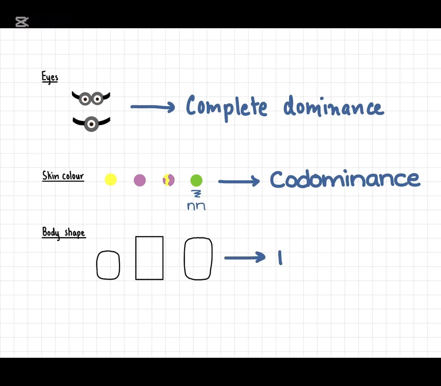Lastly, trait number 3 codes for body shape. Body shape is an example of incomplete dominance because there is an intermediate phenotype between oval and rectangular body shapes, that being the hot dog-like body shape.